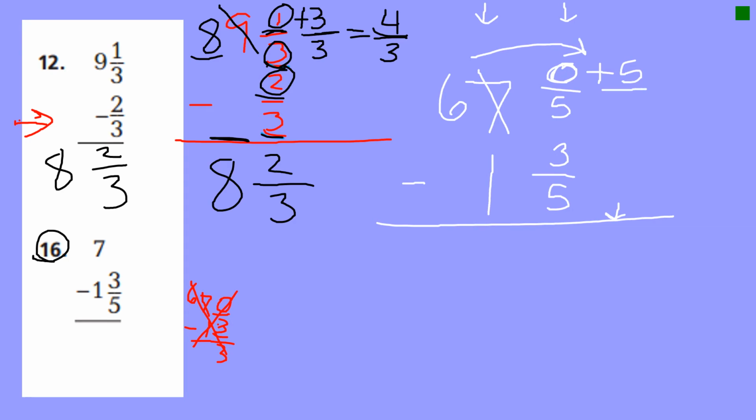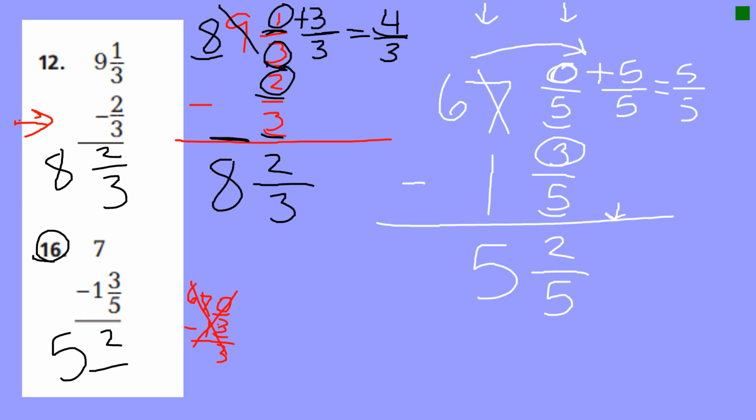0, 5/5. Why did I choose 5/5? That's our denominator, right? 5 pieces make the whole. So 0 plus 5, obviously, is 5/5. So 5/5 minus 3/5, 2/5. And 6 minus 1 is 5. So 7 minus 1 3/5 is 5 2/5.